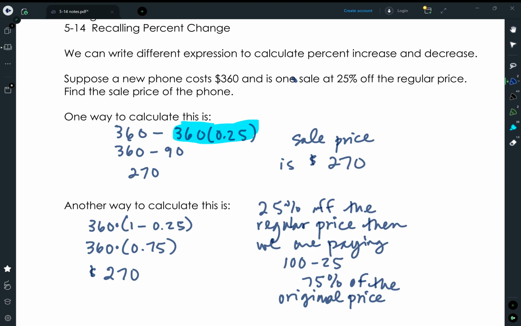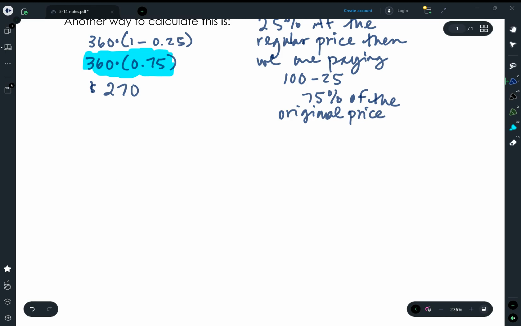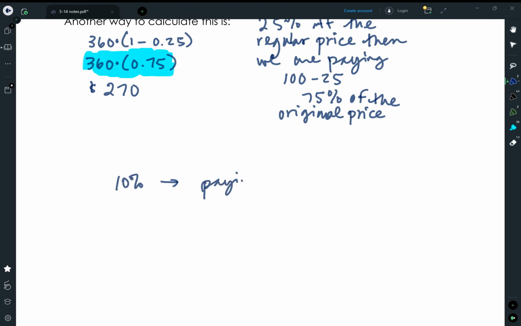So the first method works, it's fine, but it's a lot easier to do this right here and just write this as a multiplication problem. So let's think about how if something was on sale 10% off, we'd be paying 90% of the price. So 10% off means we're paying 90% of the price.